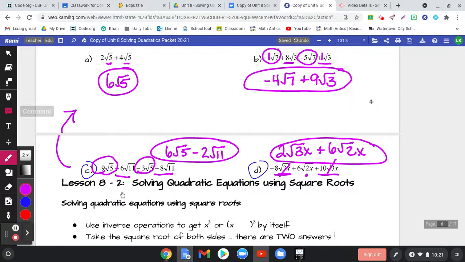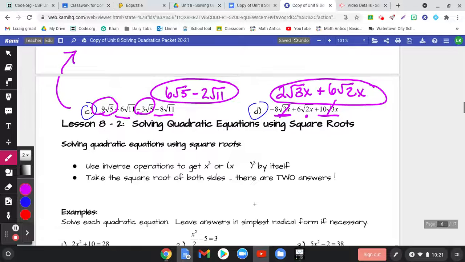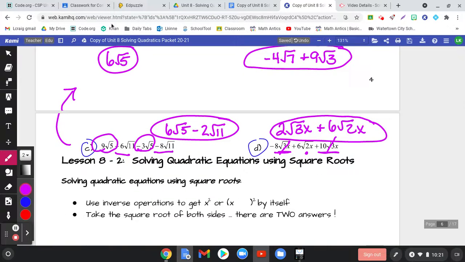All right, that's it. Next video will be all about solving quadratics to find the zeros using square roots.